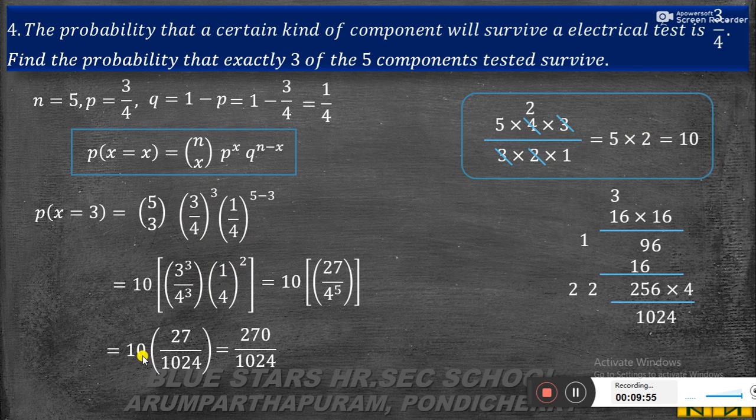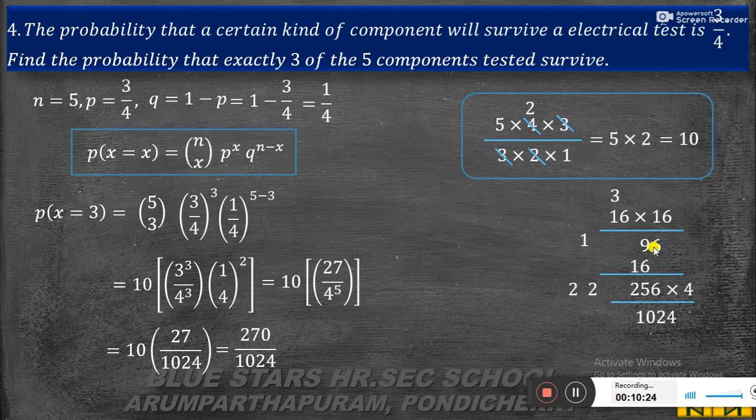So 10 into 3 power 3 means 27, by 4 power 3 into 4 square, that means 4 power 5. That means 10 into 3 cube is 27, by 4 power 5. 4 power 5 means 4 square into 4 square into 4, here 16 into 16 into 4.